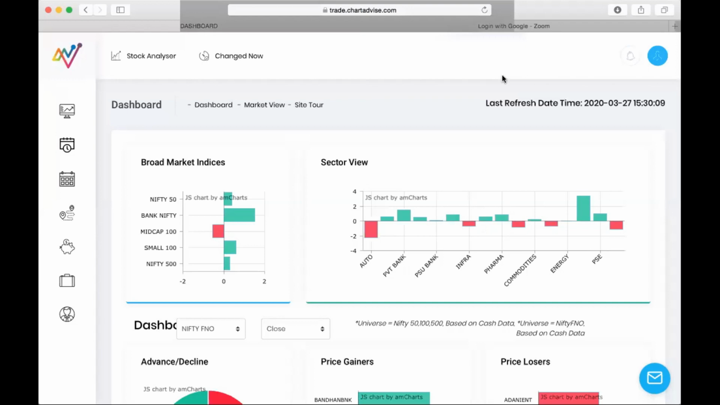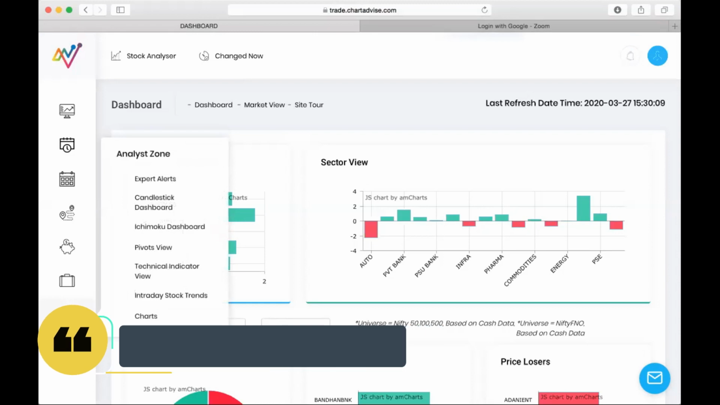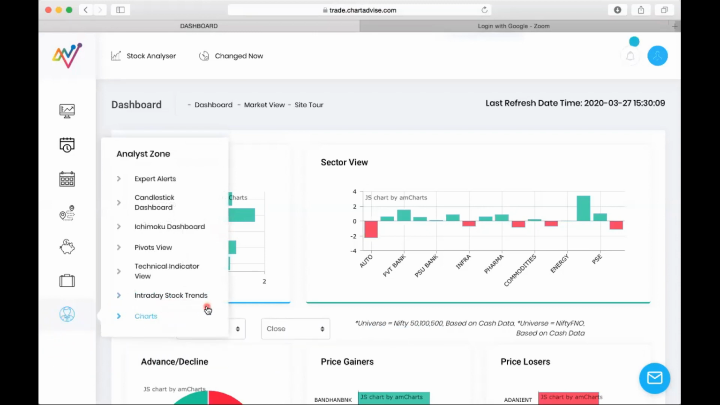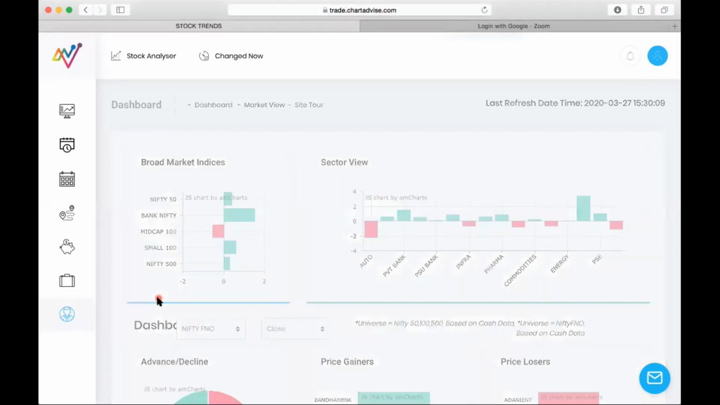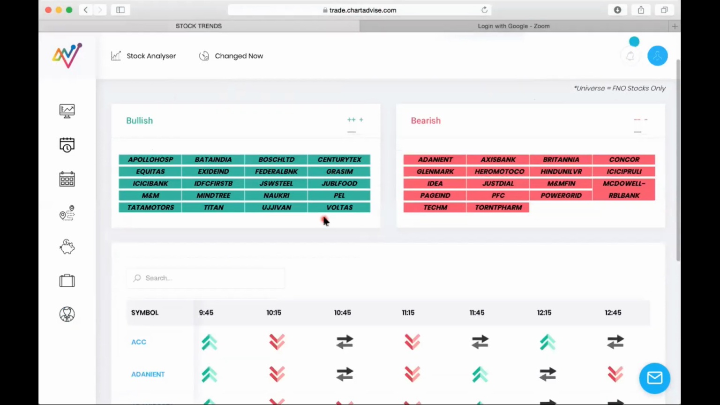Hello everyone. In this video, we are going to try and understand how to use the intraday stock trends page. So let's get started. Cursor, you need to go to the analyst zone, which is the last section on the left hand side, and choose intraday stock trends. And here we have been welcomed to this page.